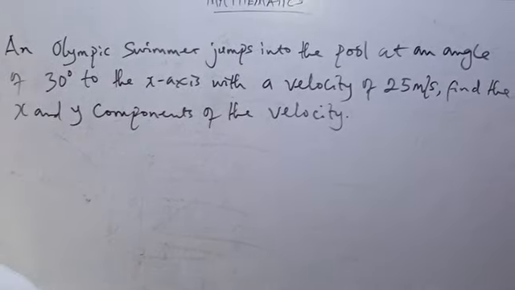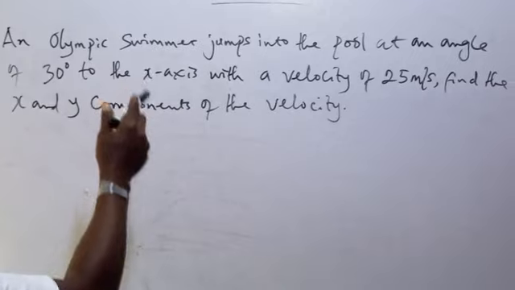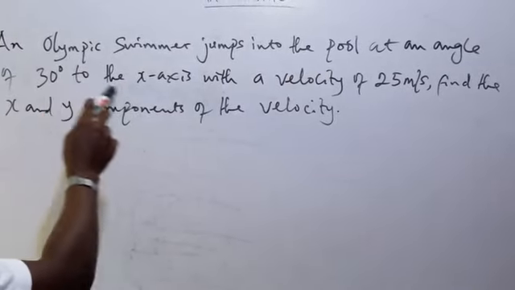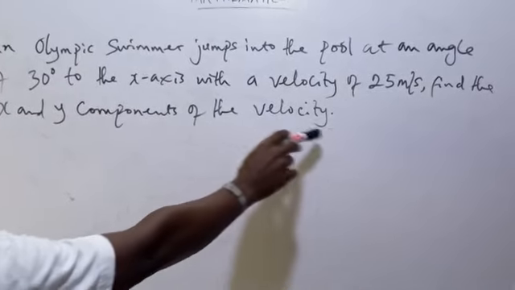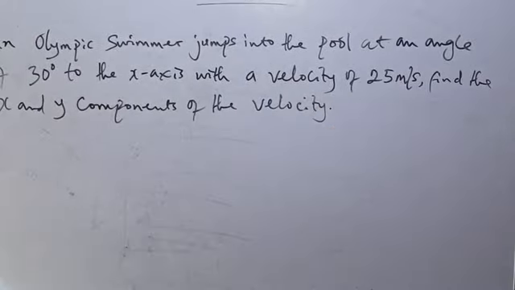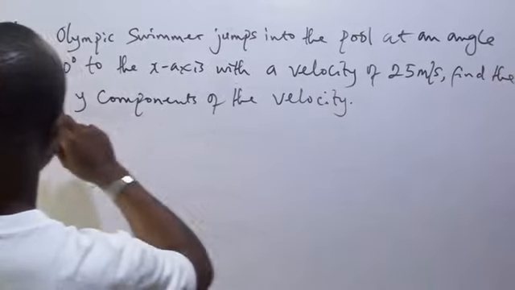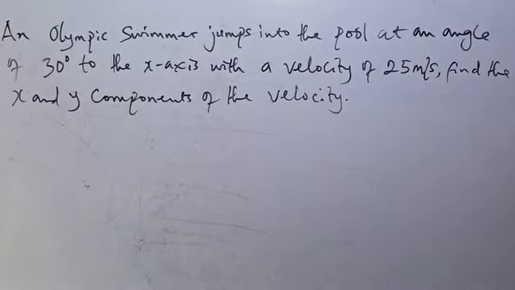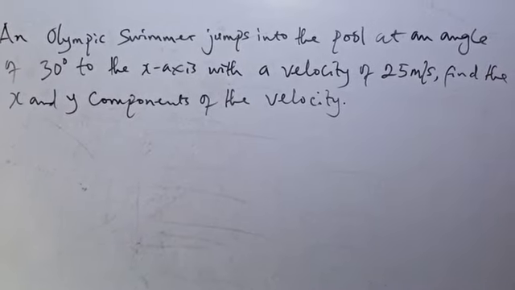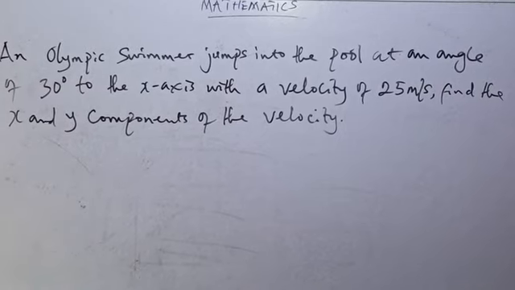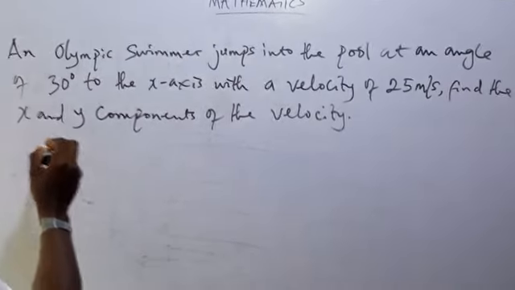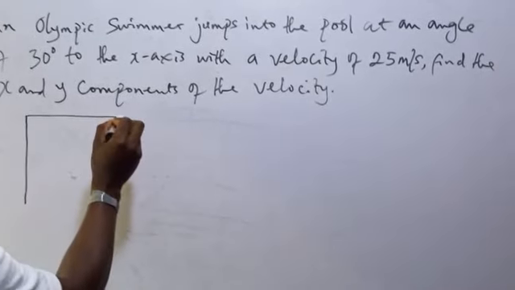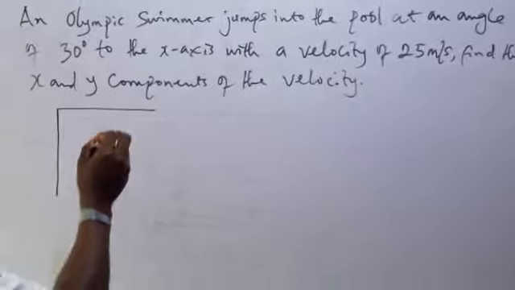Okay. So we have here that an Olympic swimmer jumps into the pool at an angle of 30 degrees to the x-axis with a velocity of 25 meters per second. The question is, find the x and y components of the velocity. This is simple, but like I usually say, students always just get scared when a question is being posed to them. Now, let's start by using a diagram to represent the action by the swimmer.